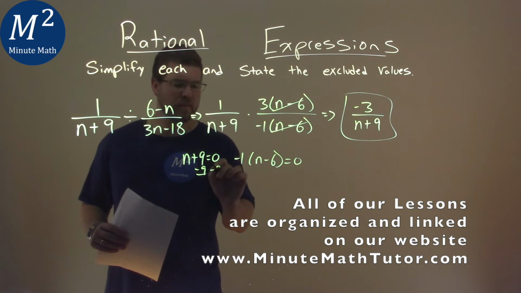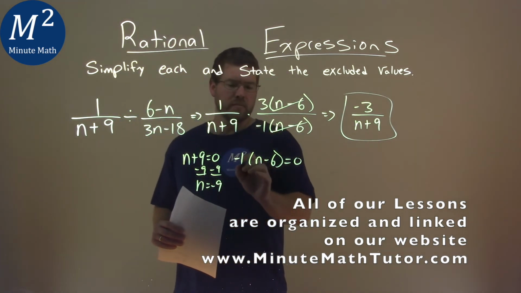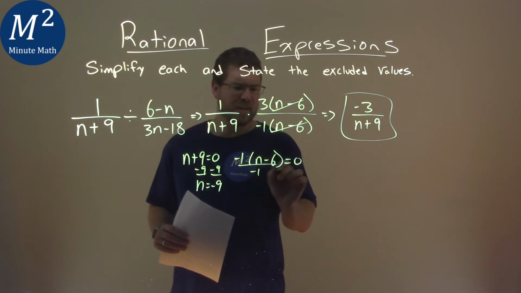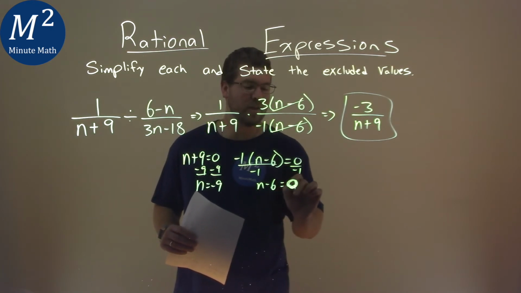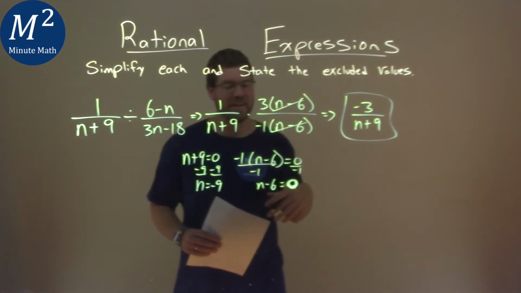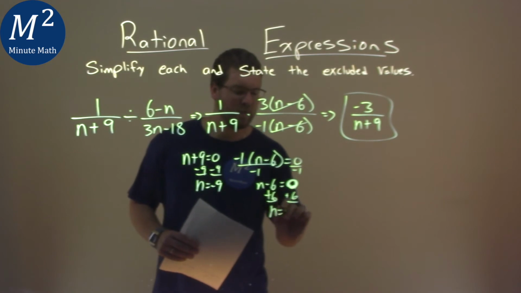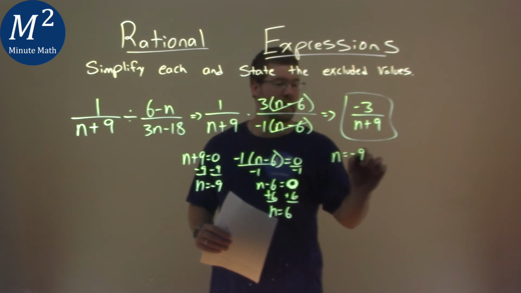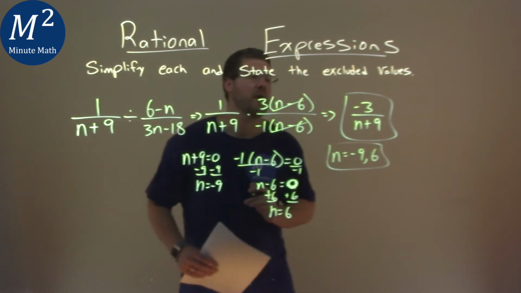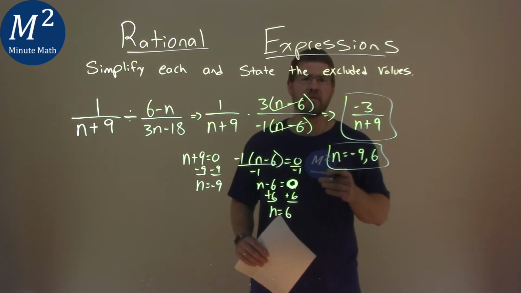Subtract 9 from both sides, and we have n equals negative 9. We divide both sides by negative 1, which doesn't really do anything. We have n minus 6 equals, or sorry, equals 0, getting distracted here. Equals 0. 0 divided by negative 1 is 0. Add 6 to both sides, and we have n equals positive 6. And so my two excluded values are negative 9 and positive 6. And so my final answer, simplified, is negative 3 over n plus 9, and the excluded values are negative 9 and positive 6.